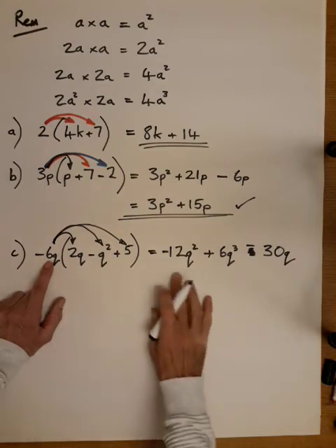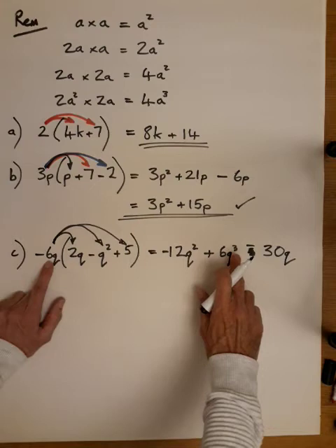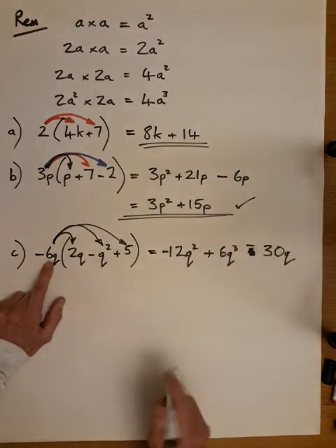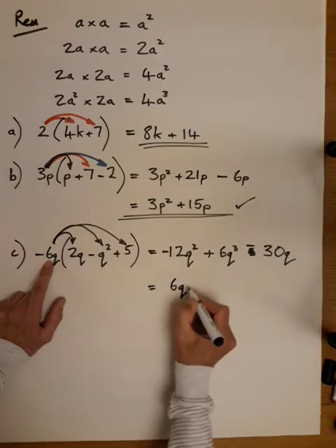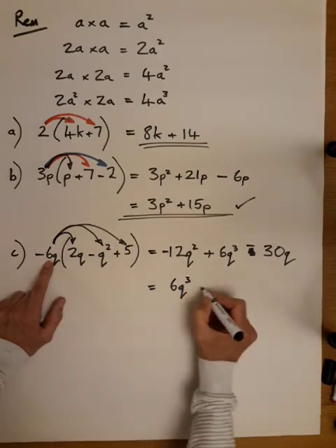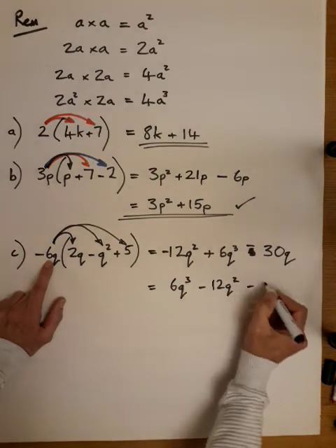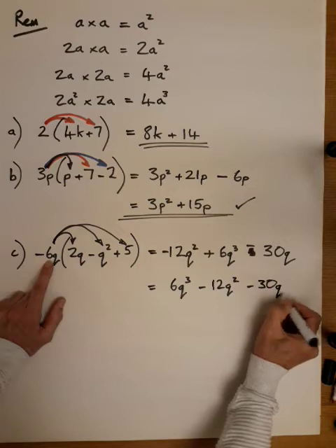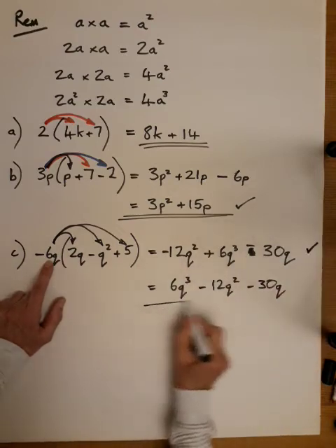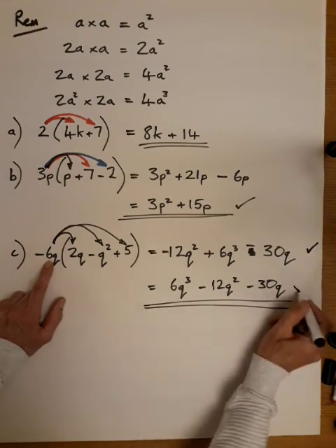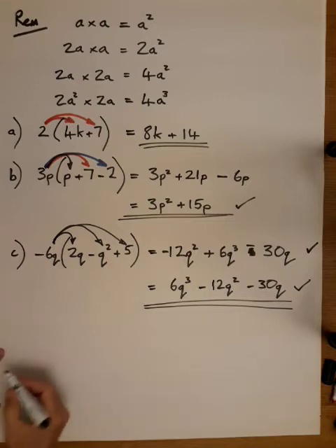Okay. We would tend to rewrite this with the orders of the powers first, so the cube, then the squared, and then the single power. So we would rewrite this as 6q cubed minus 12q squared minus 30q. There is nothing mathematically wrong with that, we just prefer this. And I would mark both right. Let's do one more.